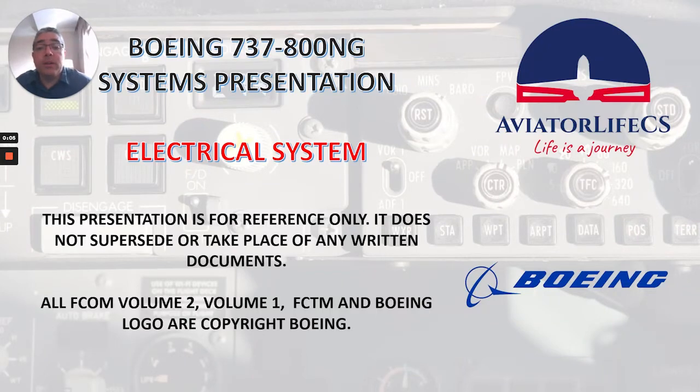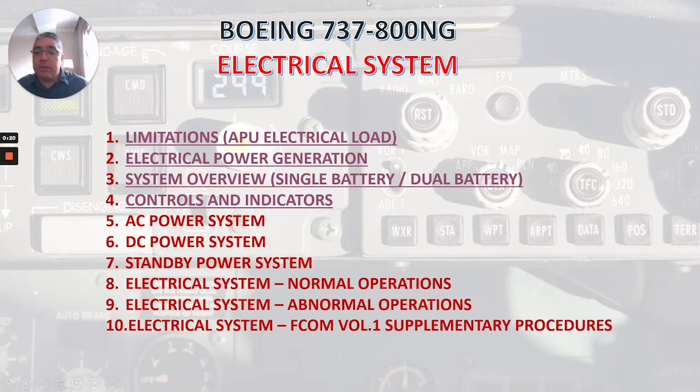Today we'll start talking about the electrical system for the Boeing 737-800 NG. It's quite a long system, so we will do different parts. Today we are going to start with part one, and let's see what we are going to review today. So today we will talk about APU electrical load, limitations, electrical power generation, system overview, controls, and indicators.